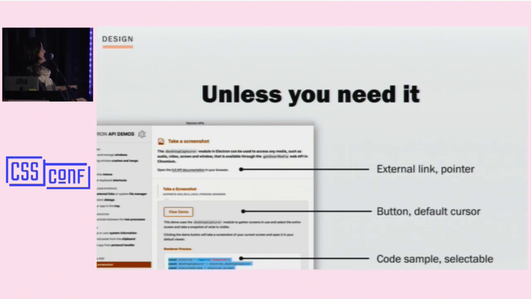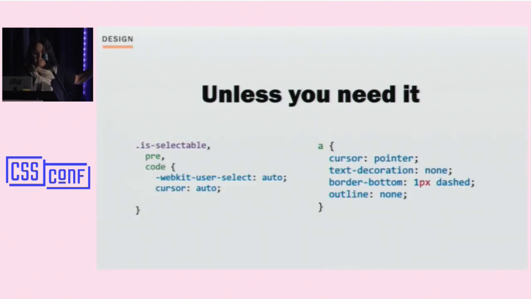So in the Electron API demos app, we have a link here that actually opens a link in a browser. And so we wanted to differentiate it. And so it has the pointer, but then this button doesn't. The button has the default cursor. And then we have code samples, and we want you to be able to copy and paste them. So they actually need to be selectable, whereas the rest of the text isn't selectable. So we have an isSelectable class, and then we make all of the code selectable. And then links are pointers.